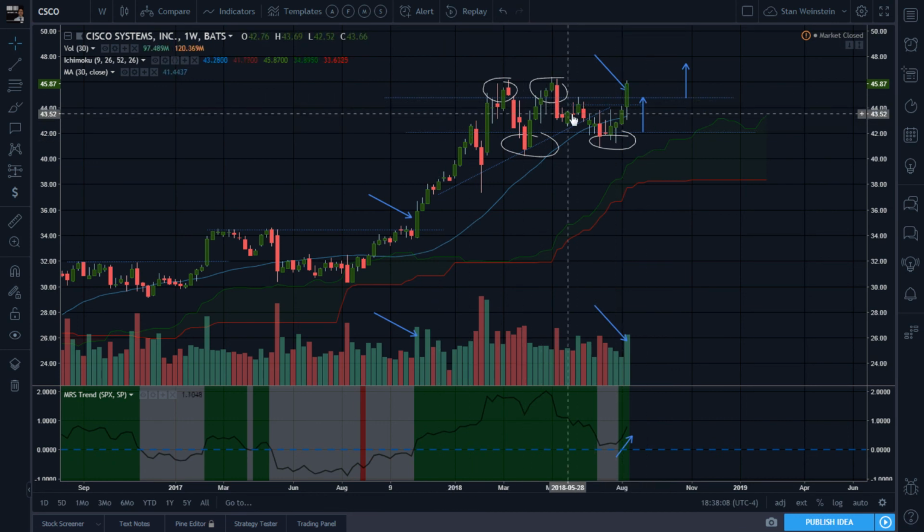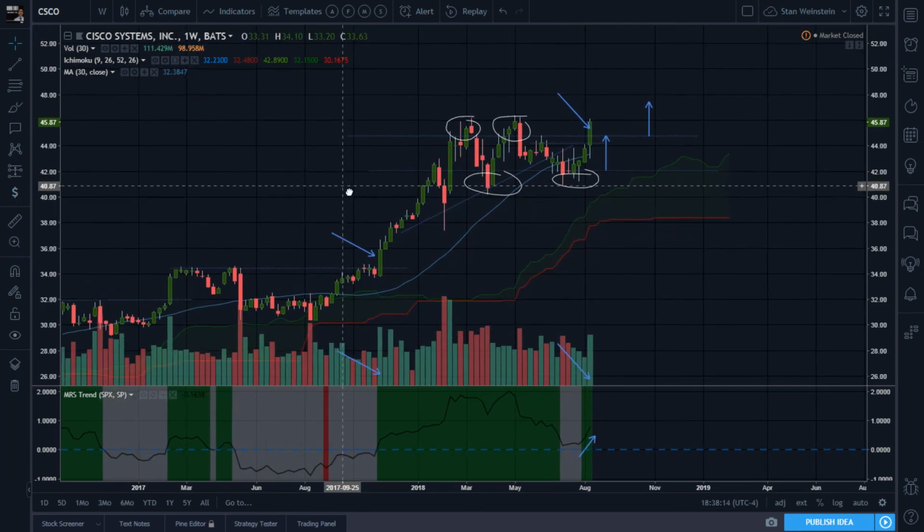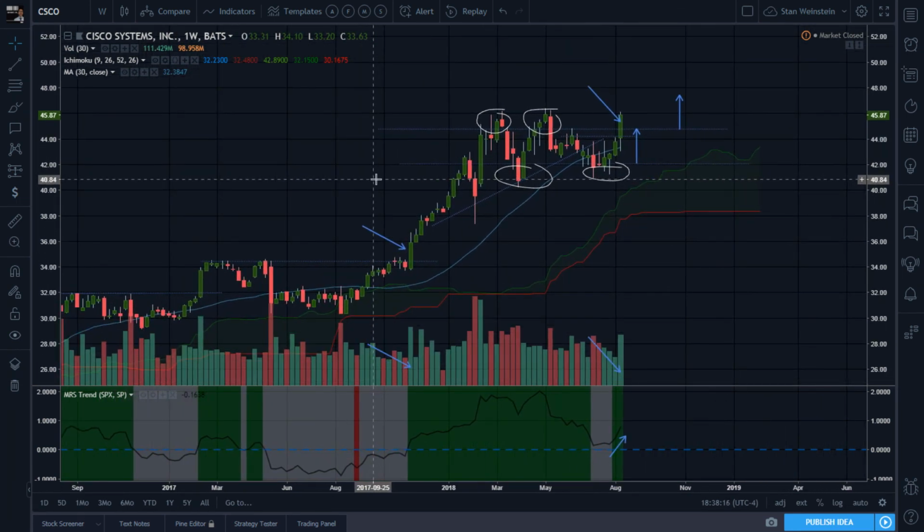So let's just wait, see how this pans out. The month is not over yet. This could easily close within the boundaries. But right now it's looking for a stage 2 continuation breakout, guys.